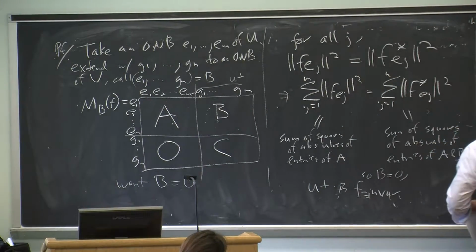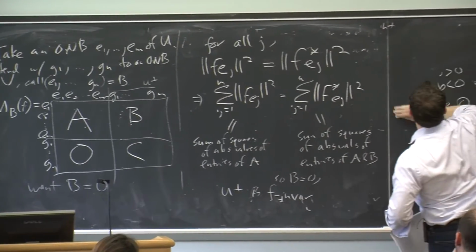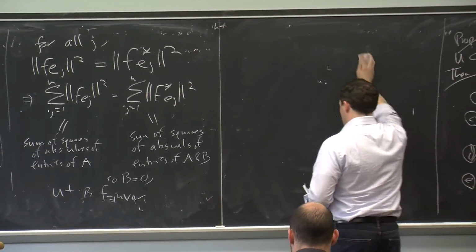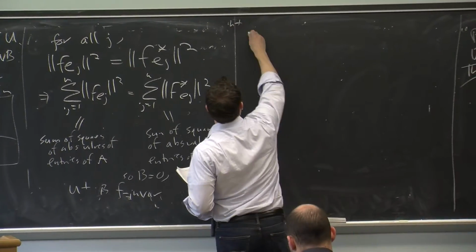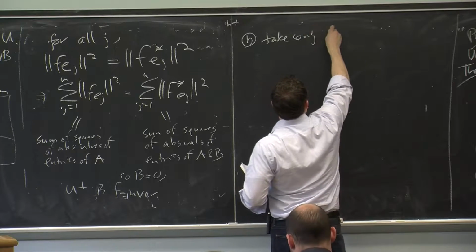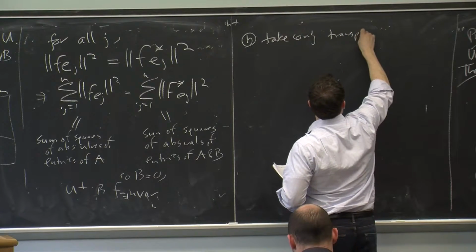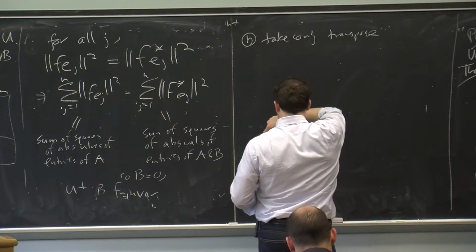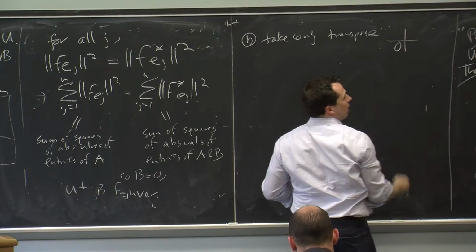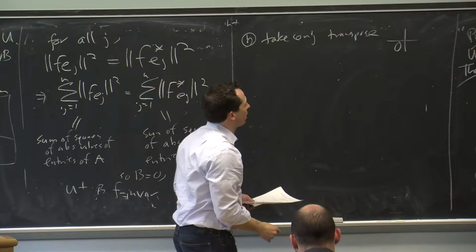That's the first one on the list. That's really the thing we had to do a little work for. The rest of them, you just think about it a little bit. Basically, for B, take the conjugate transpose. And since B is 0, the thing in that spot will be 0 after taking the conjugate transpose.